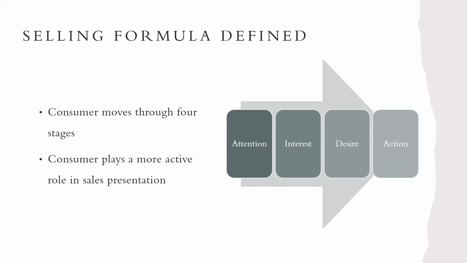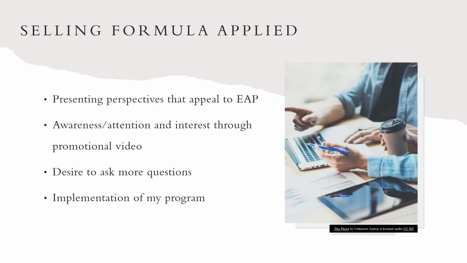When applied to selling an alcoholic dependency program to an EAP, the selling formula allows for implementation of selling perspectives that appeal to the EAP in consideration of all 4 stages. The AIDA analysis covers the time from when the EAP first becomes aware of the alcohol program to the time when they make a decision to implement it within the company.